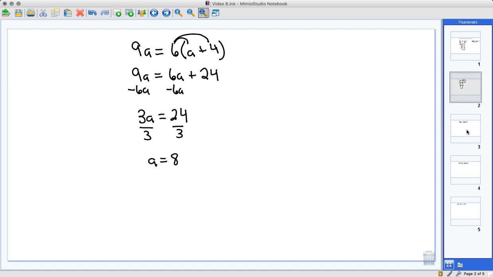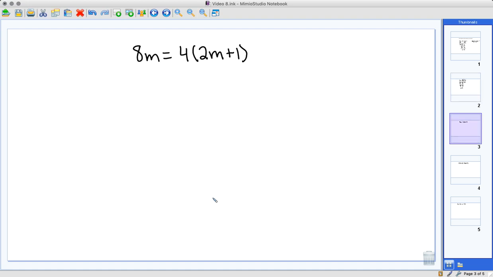Okay. Let's do the next one. Same kind of thing. We need to distribute first. So I get 8m equals 4 times 2m is 8m. 4 times 1 is 4. So again, got variables on that side, so probably going to use that side. So I'm going to subtract 8m from that side, subtract 8m from that side. 8m minus 8m is 0. So I end up with 0 equals 4.